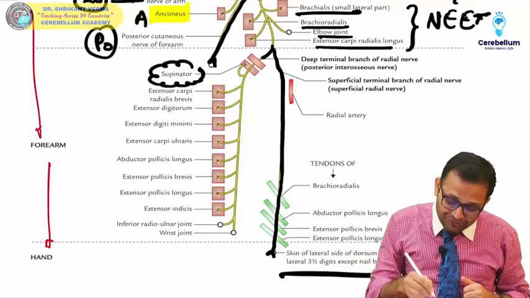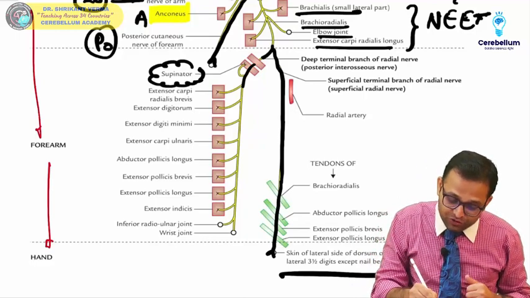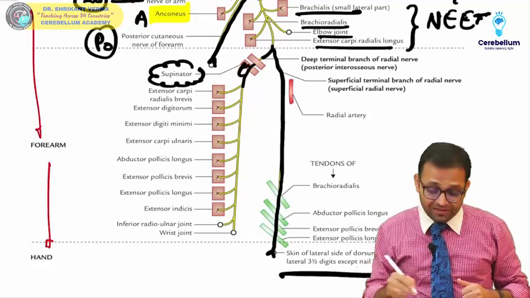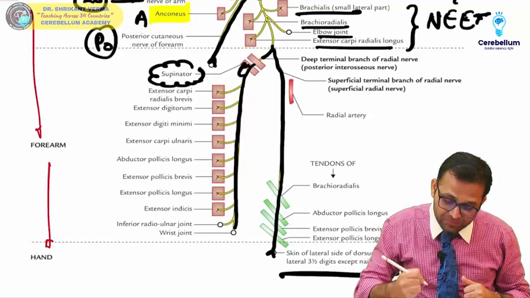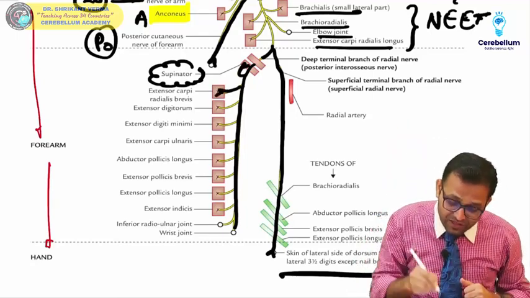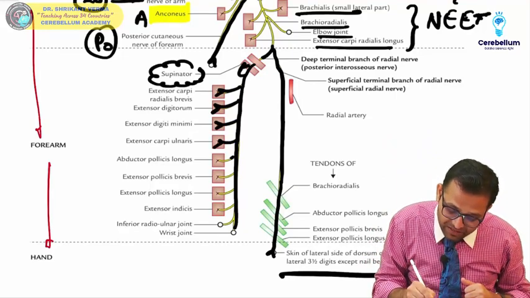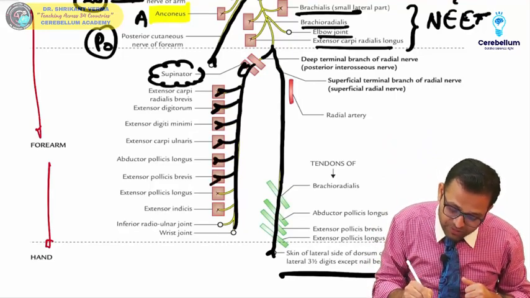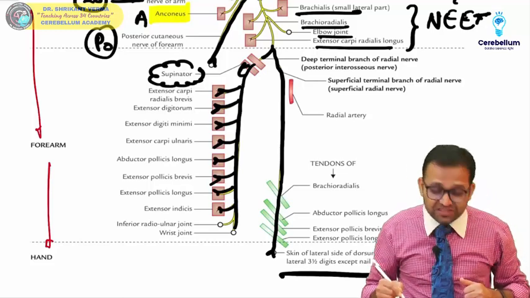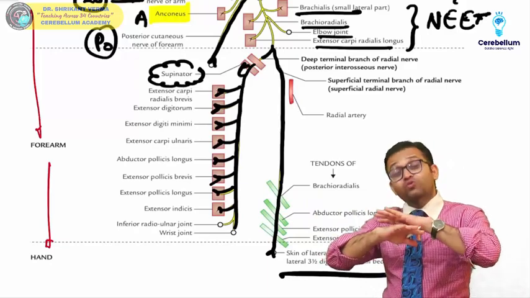So now see here, this is our posterior interosseous nerve, which is giving the branch to the supinator muscle. Now it is supplying all the muscles of the posterior compartment of the forearm. It is giving the branch to the extensor carpi radialis brevis, extensor digitorum, extensor digiti minimi, extensor carpi ulnaris, abductor pollicis longus, extensor pollicis brevis, extensor pollicis longus, and extensor indicis. How to remember these names of the muscles? We will do a different session.